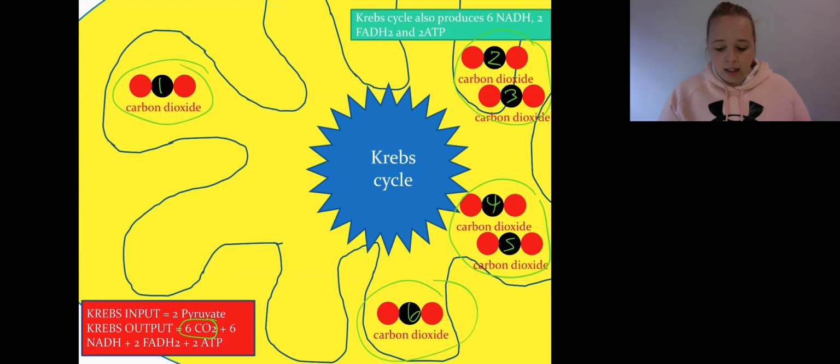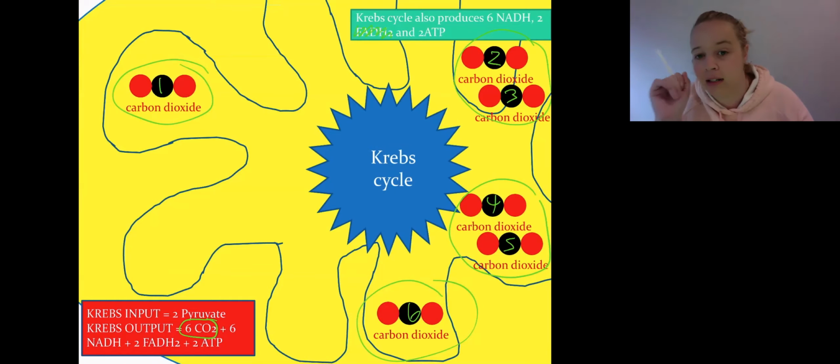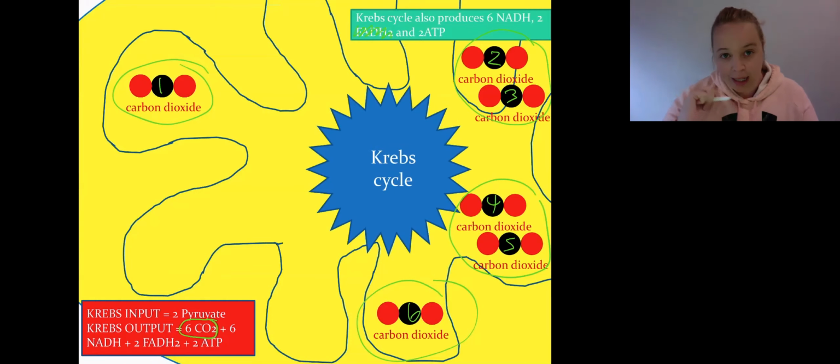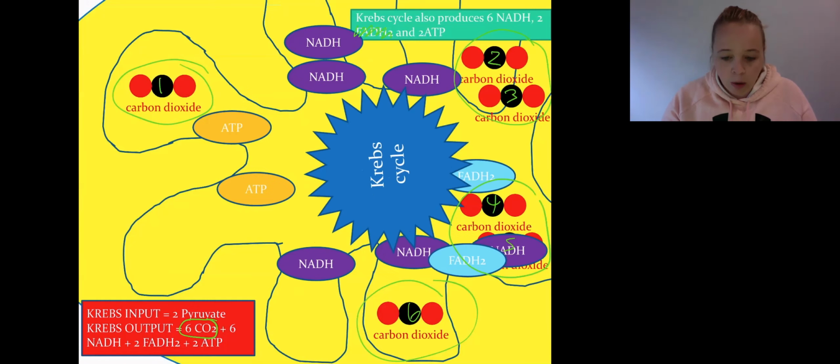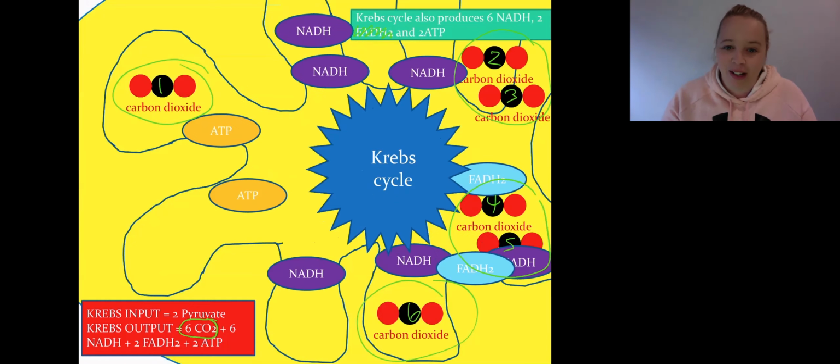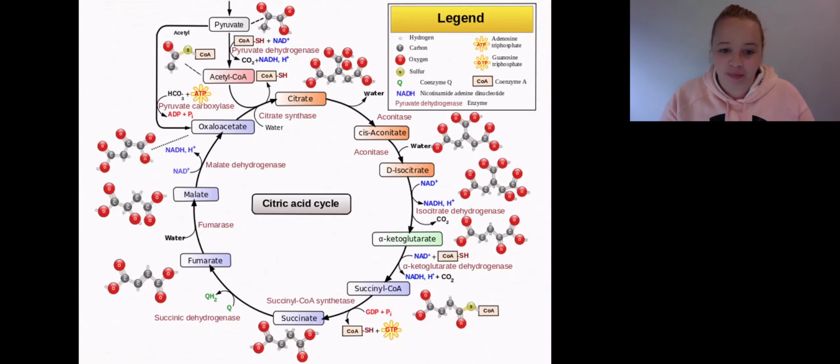Okay, in addition to this, the Krebs cycle makes 6 NADH. Now you don't need to remember that number. 2 FADH2, which are not even on your study design, but you will see them when you are reading, and 2 ATP. Whoa, look at all the amazing coenzymes that we've loaded up here.